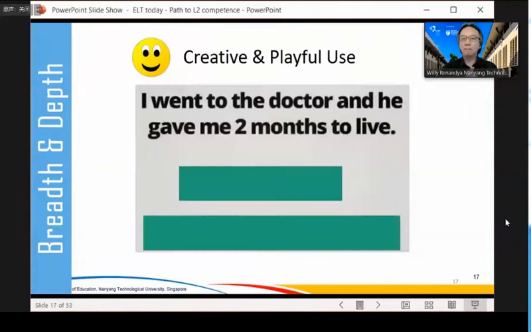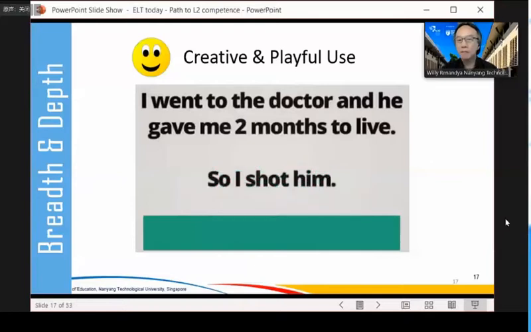Now, if you have depth, if you know words very well, then you may be able to use the words playfully and also creatively. Now, here is an example. Again, the same word, give. I went to the doctor and he gave me 2 months to live. So I shot him.